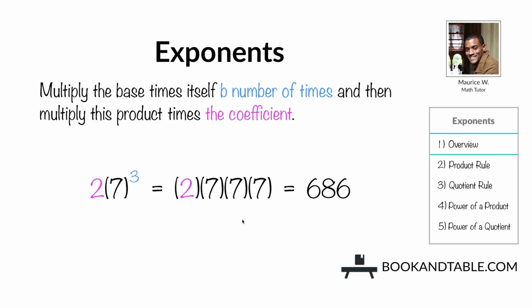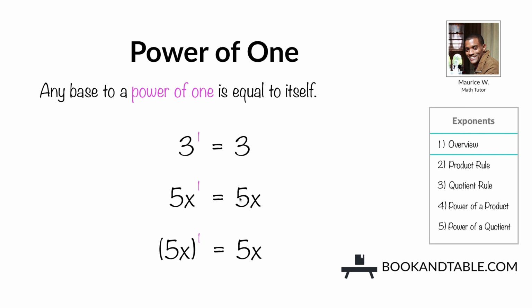Let's now take a look at a different power, the power of 1. Any base to a power of 1 is equal to itself. 3 multiplied once is just 3. Right? 3 to a power of 2 would be 3 times 3. There'd be 2 of them. So if the exponent's just 1, it's just the base. 3 to a power of 1 is equal to 3.